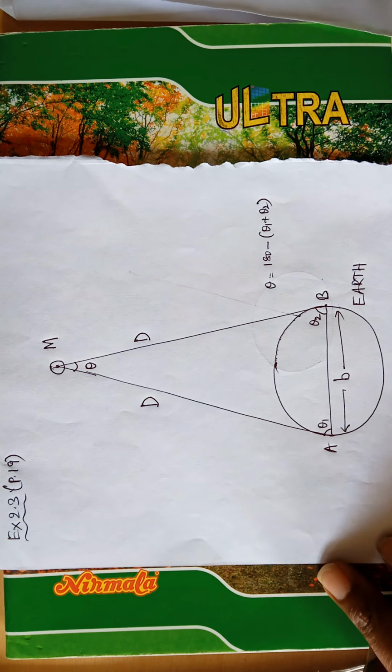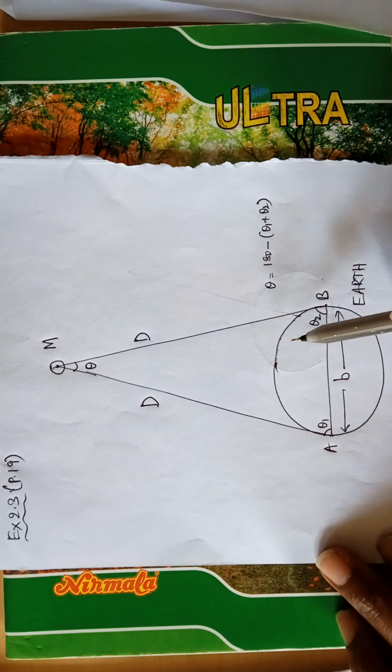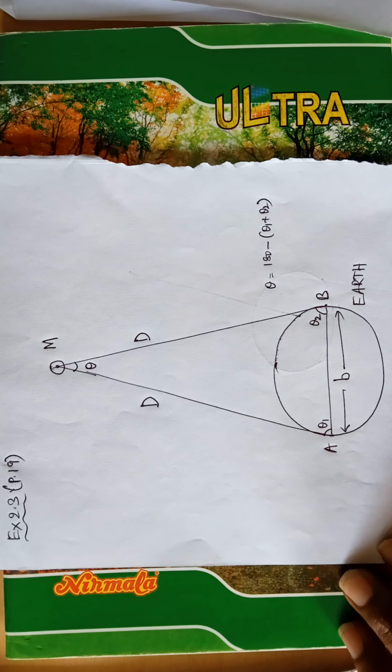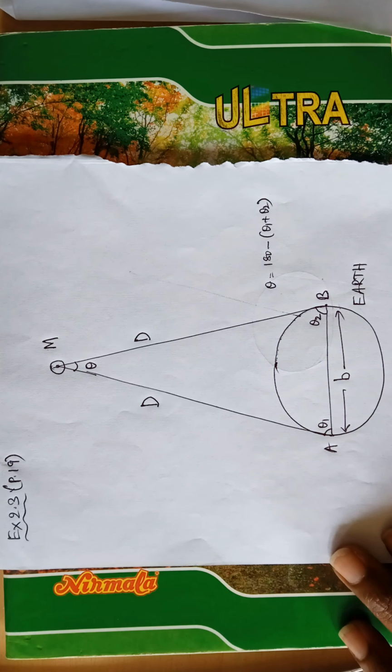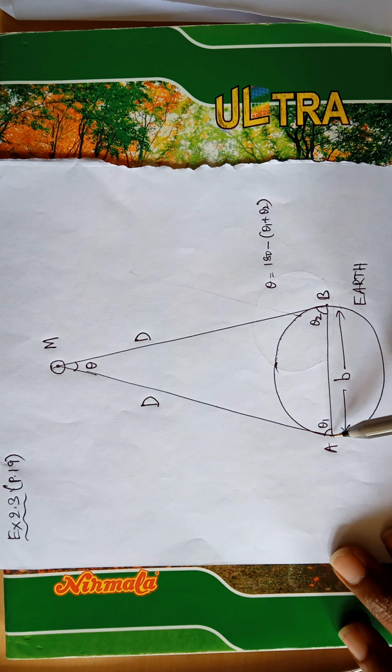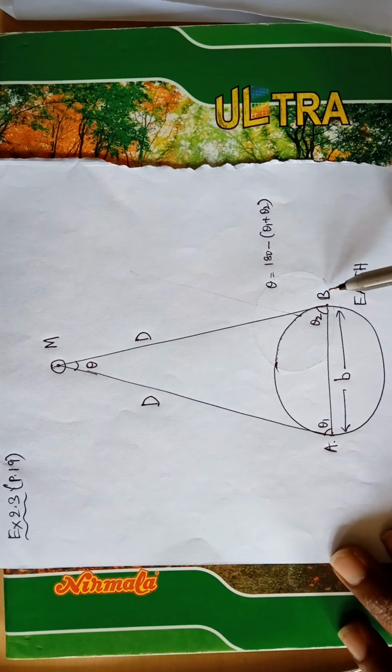This is the diagram. This is Earth. You know very well Earth is not a complete sphere, it is an ellipsoid. And this is the equator or diameter of the Earth. See what is given here? This moon is observed from two points of observation, and these two points are diametrically opposite.